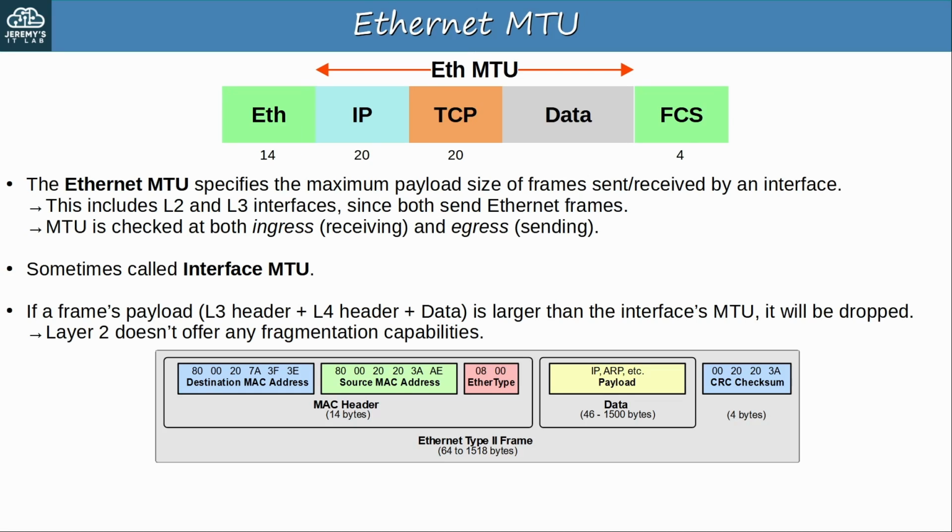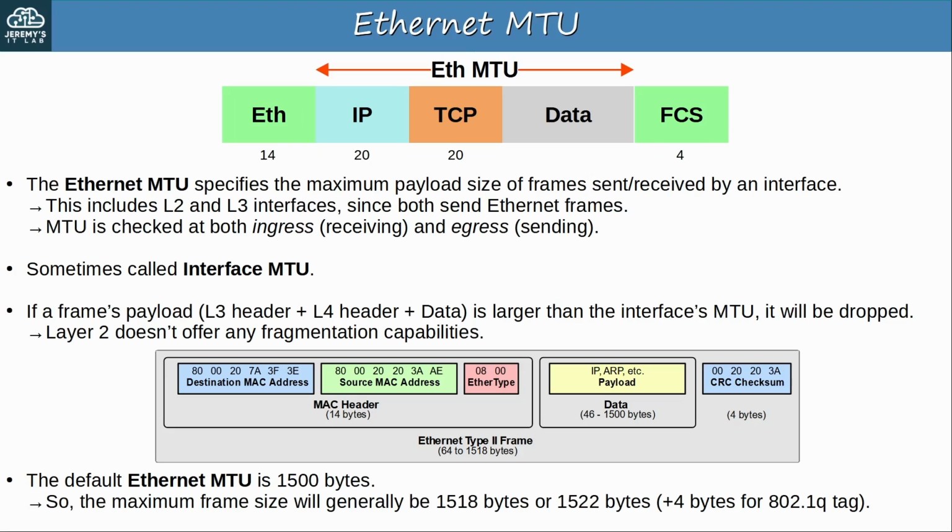As I mentioned in the CCNA course, the minimum size of a frame is 64 bytes, including the Ethernet header and trailer. If a frame is smaller than this, the device will add extra bytes of padding to make it 64 bytes. The default Ethernet MTU is 1500 bytes. This is defined by the Ethernet standard. So the maximum size of a frame will generally be 1518 bytes, or 1522 bytes when using .1q, because the .1q tag is 4 bytes.